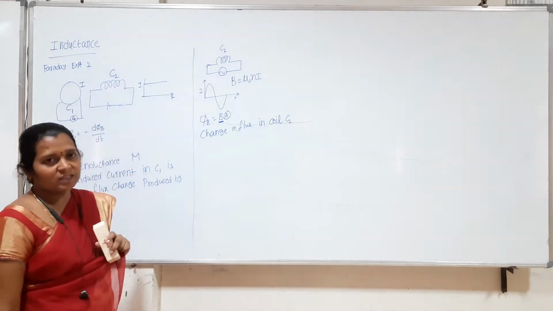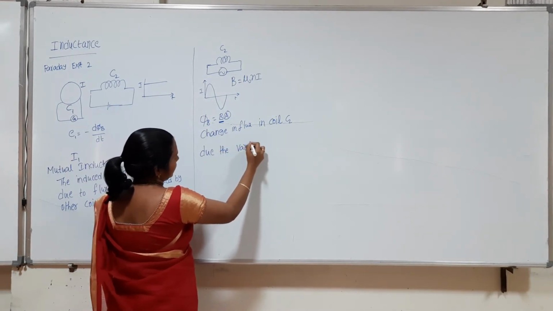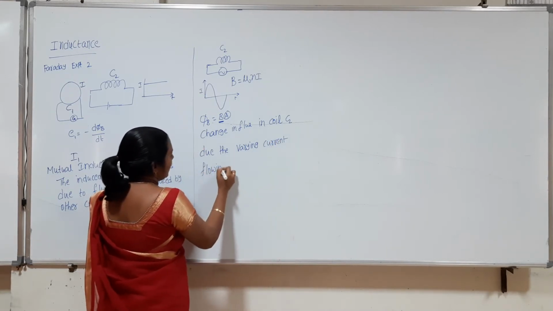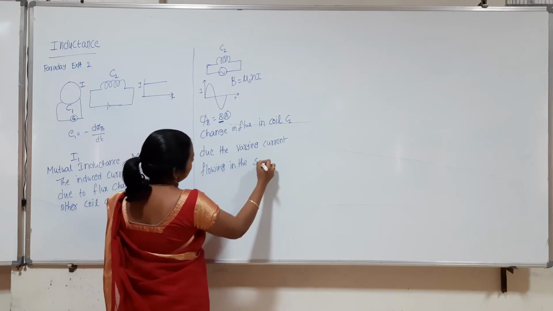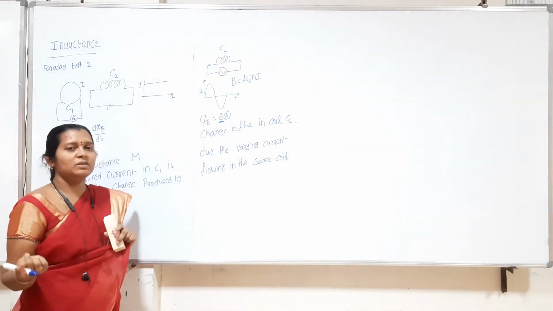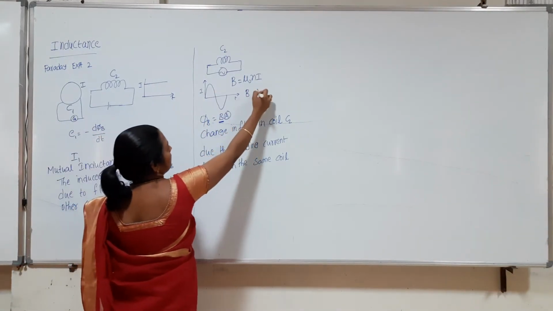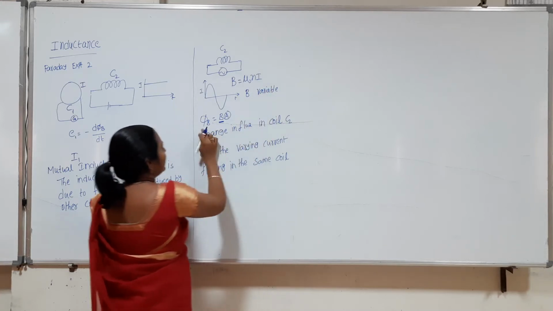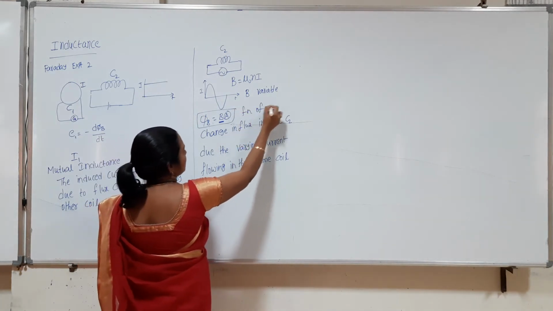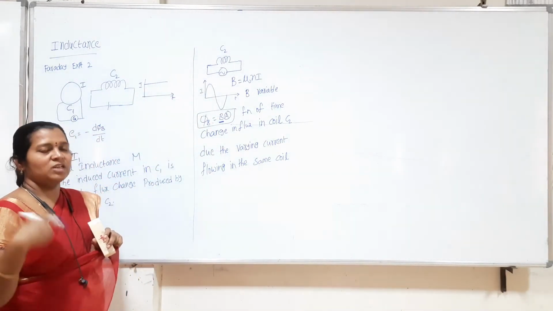Why do we have a change in flux? Due to the alternating or varying current flowing in the same coil. The alternating current produces a changing, variable magnetic field, so B is variable. If B is variable, the magnetic flux is also changing. This magnetic flux is a function of time. So in the same coil, as it is connected to an alternating source, B is changing and flux is changing.